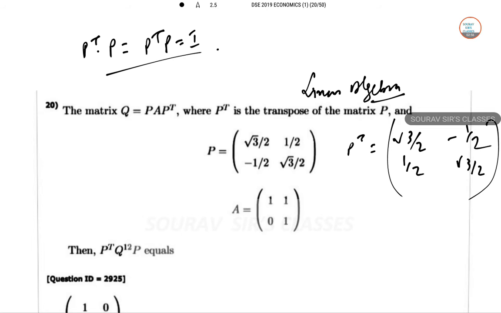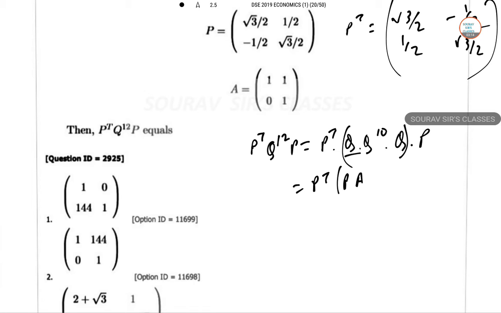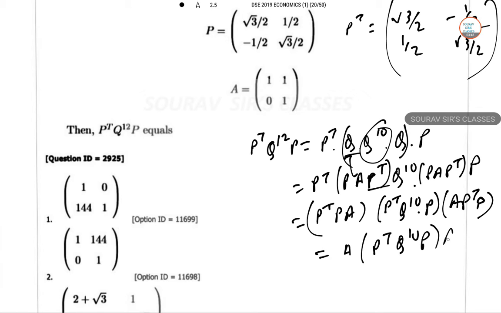Now Q equal to P A P transpose. If we try to calculate Q to the power 12, that is P A P transpose into P A P transpose, and so on. Now P transpose P is I, so with the brackets, P transpose P is 1, left out with A, and similarly another A.